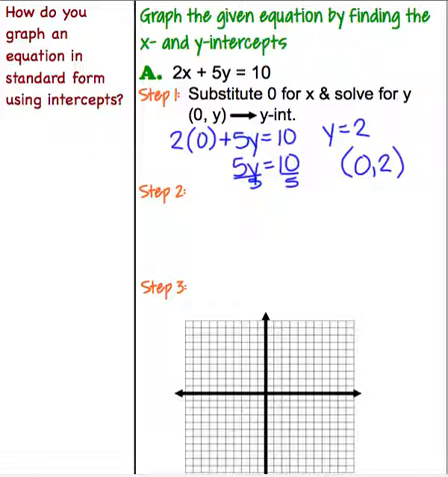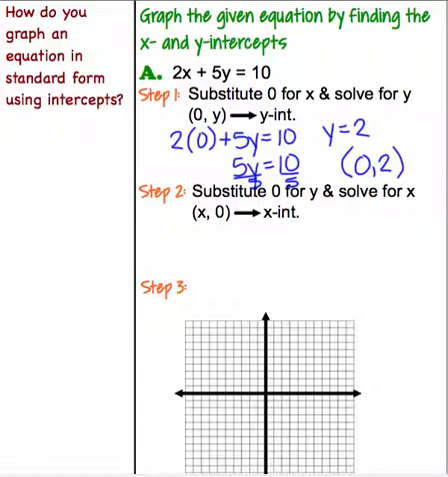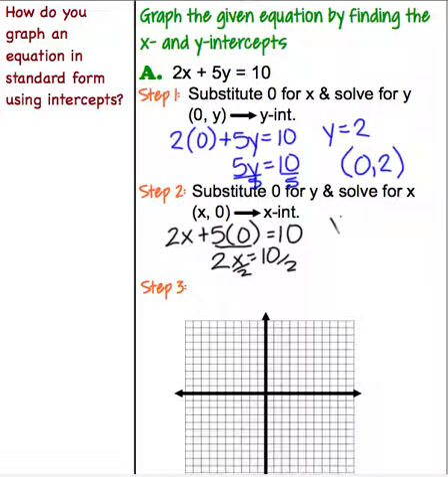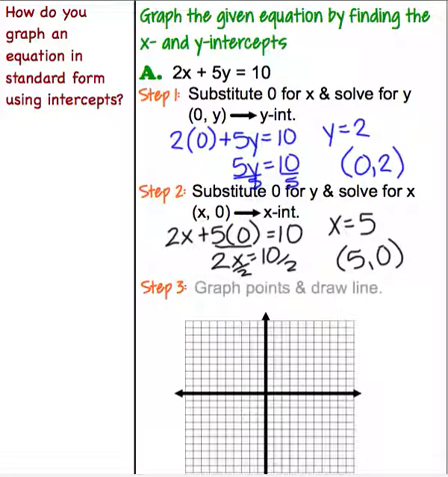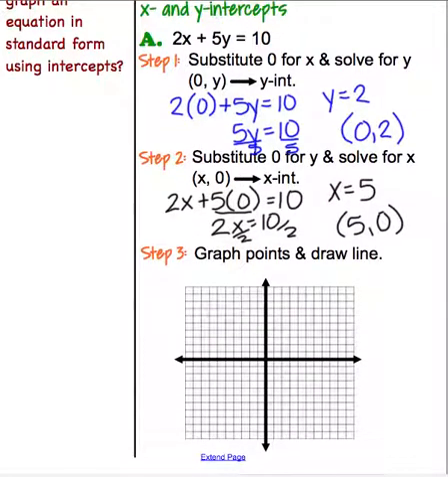And as you can probably guess, step 2 is going to be substitute 0 in for y and solve for x. So when I do that, I get 2 times x plus 5 times 0, because y is now 0, equal to 10, which this will then drop out, giving me 2x equal to 10. Divide both sides by 2, which gives me x is equal to 5. So my x-intercept is going to be 5, 0. And then that final step obviously is going to be to graph the points and draw the line.